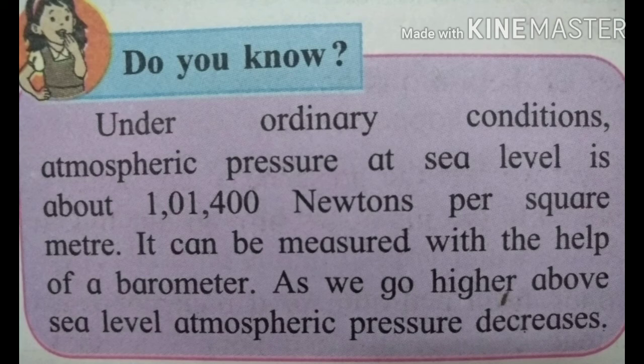Now do you know, students, under ordinary conditions, atmospheric pressure at sea level is about 1,01,300 newtons per square meter. It can be measured with the help of a barometer, and the unit of atmospheric pressure is the millibar or it is measured in bar. As we go higher above sea level, the atmospheric pressure decreases.